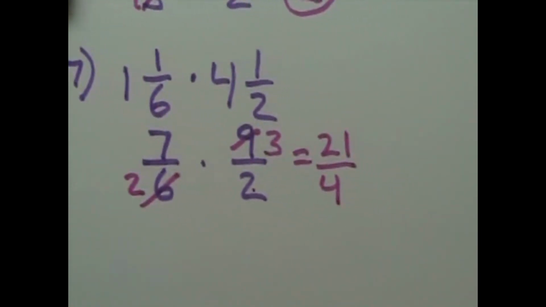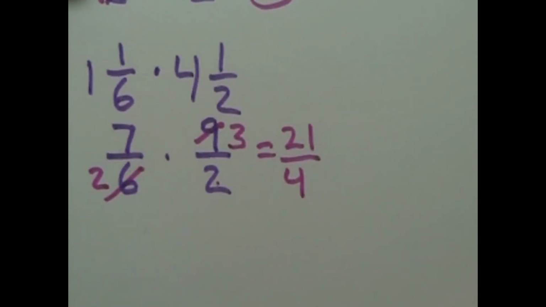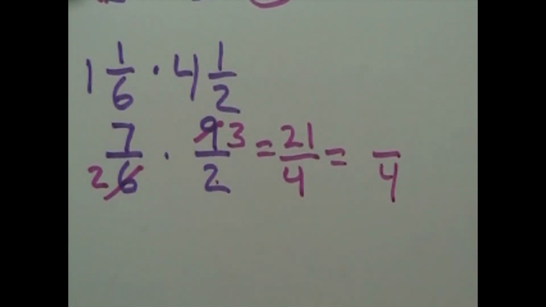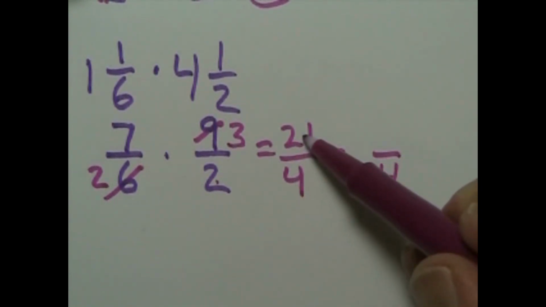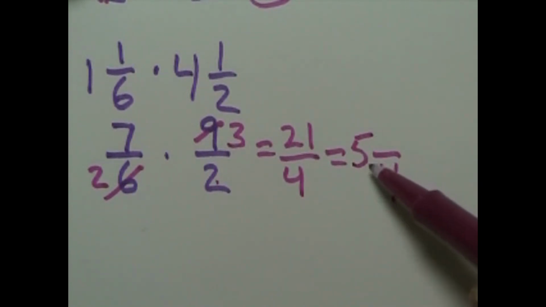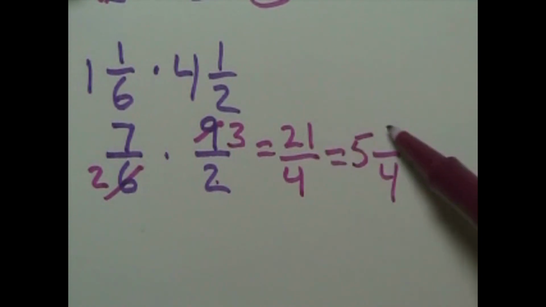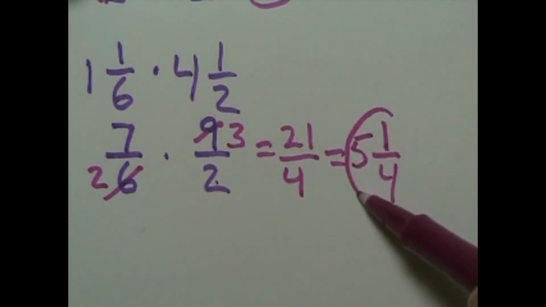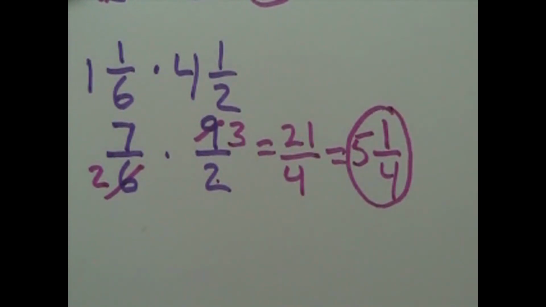So we have a fraction, but we cannot leave our answer as an improper fraction. So let's see. 4 goes into 21 5 times, right? Because 4 times 5 is 20, and there's 1 left over. So put that left over right up there. And there's your answer.